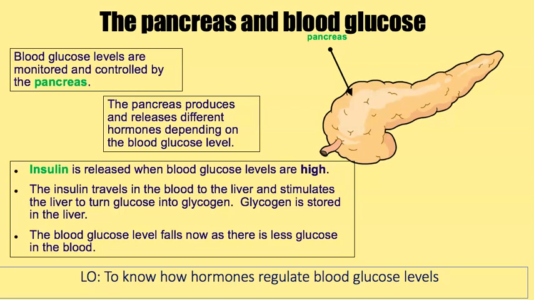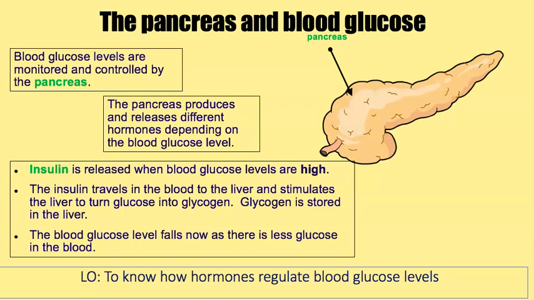So we're going to start by talking about when your blood glucose levels are too high. For example, you may have just had a really big meal and then you sat on the sofa. So you will be using a little bit of glucose for respiration, but not a lot. So your blood glucose level will go high. So the pancreas will then respond to the blood glucose level rising by releasing insulin.